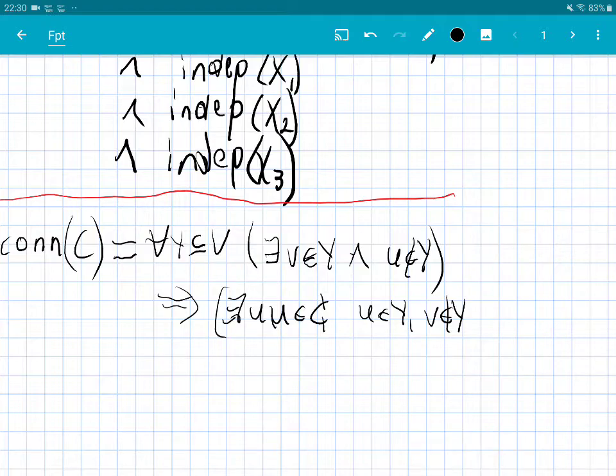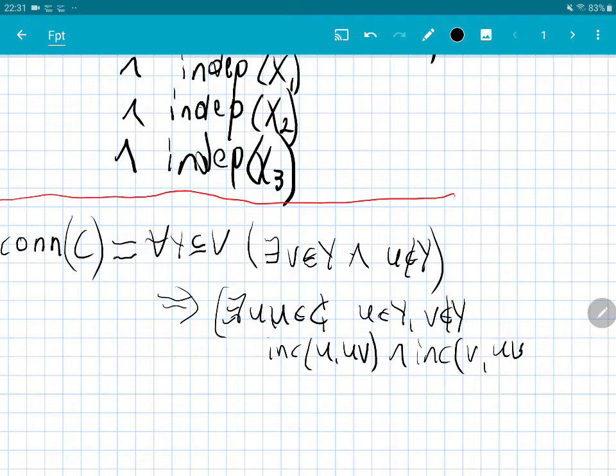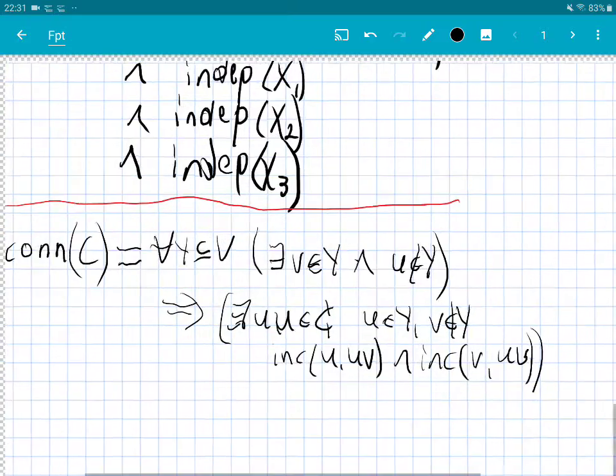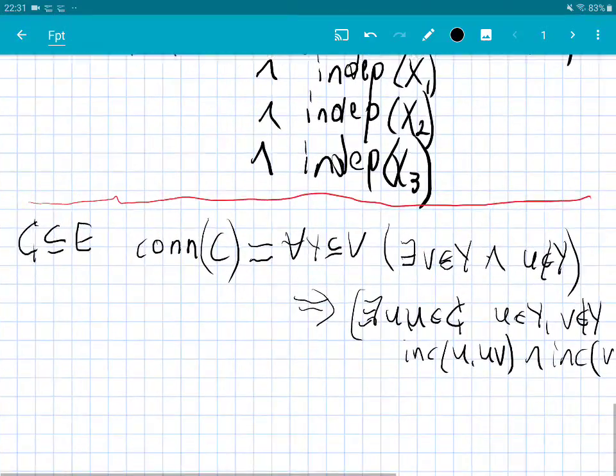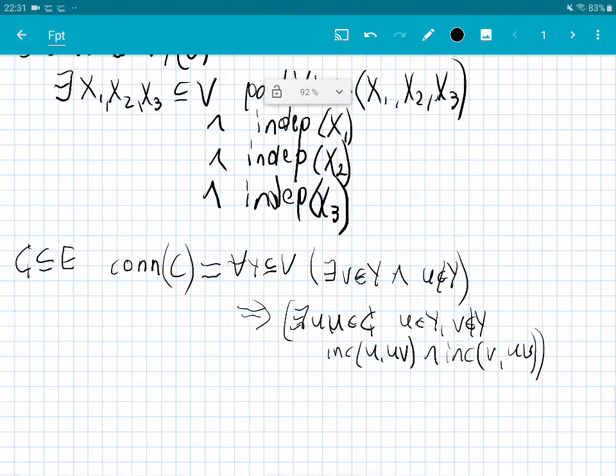So U is incident to this edge UV, and V is incident to the edge UV. I kind of wrote it wrong, in the sense that instead of UV I have to use the variable E, but it doesn't really matter. Again, incident just means that this vertex is incident to the edge. So this we already saw. This is the connectivity formula that verifies that indeed a graph is connected.